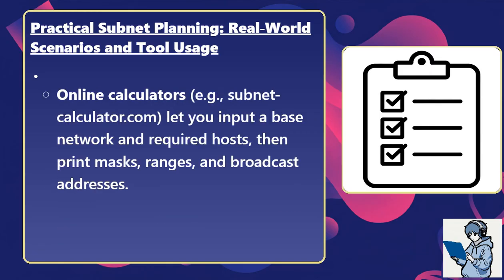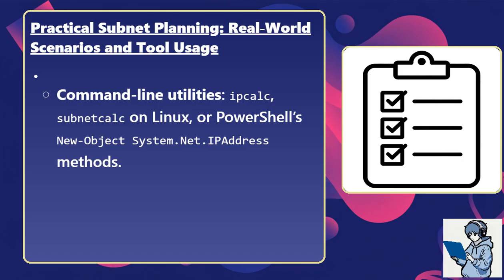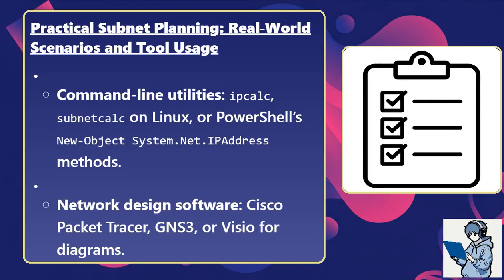Tools. Online calculators, e.g. subnetcalculator.com, let you input a base network and required hosts, then print masks, ranges, and broadcast addresses. Command line utilities: ipcalc, subnetcalc on Linux, or PowerShell's New-Object System.Net.IPAddress methods. Network design software: Cisco Packet Tracer, GNS3, or Visio for diagrams.